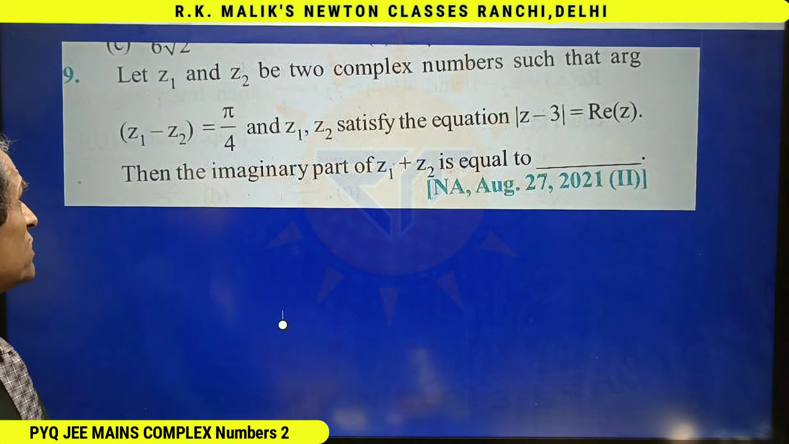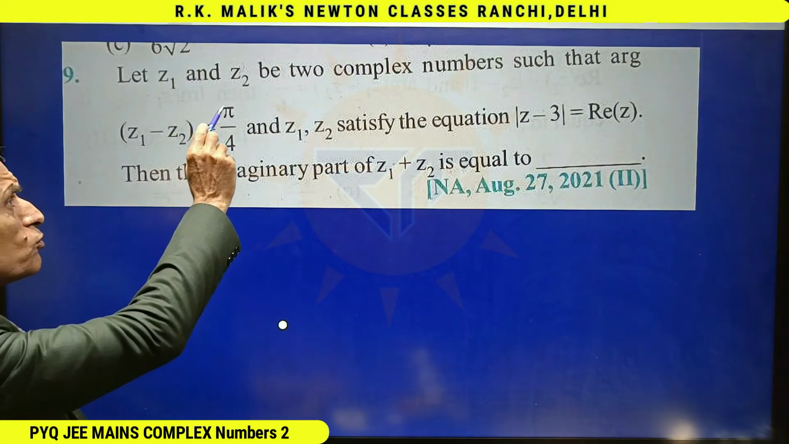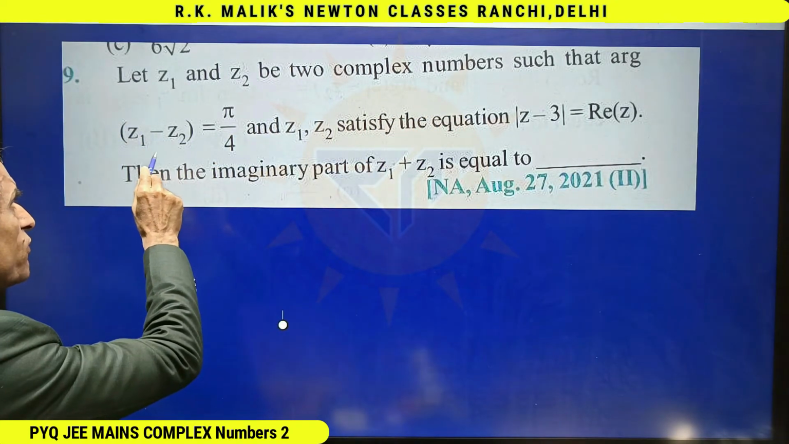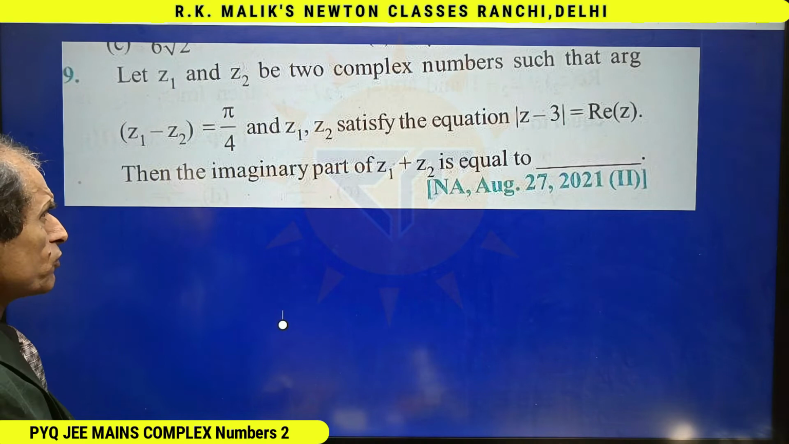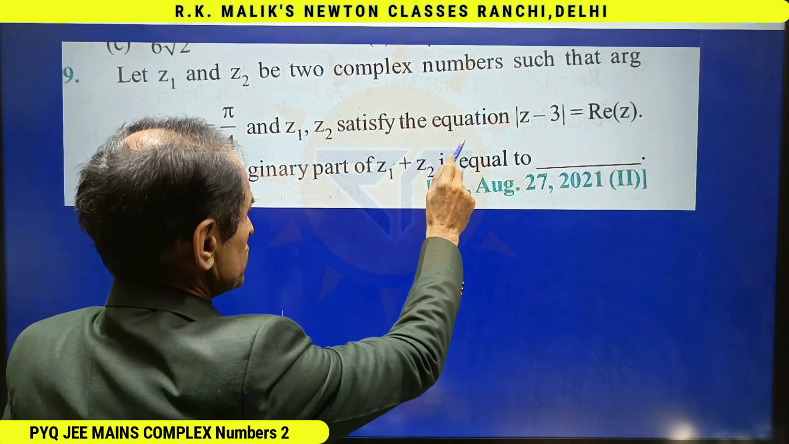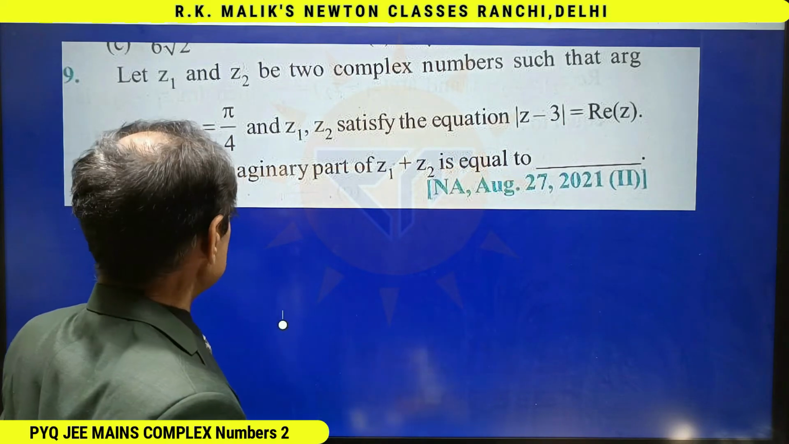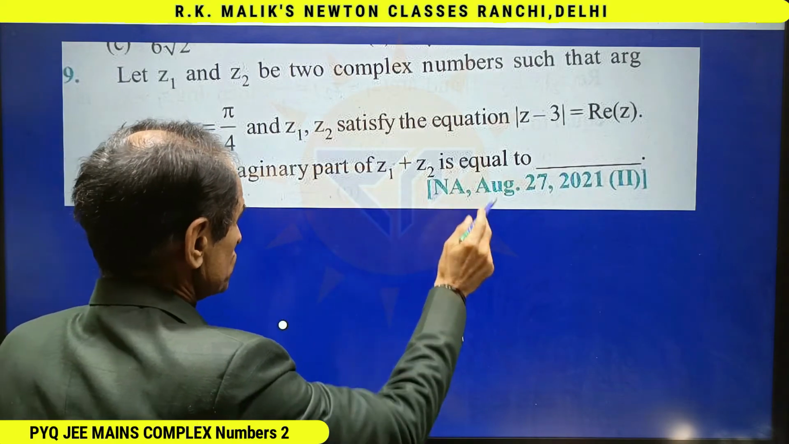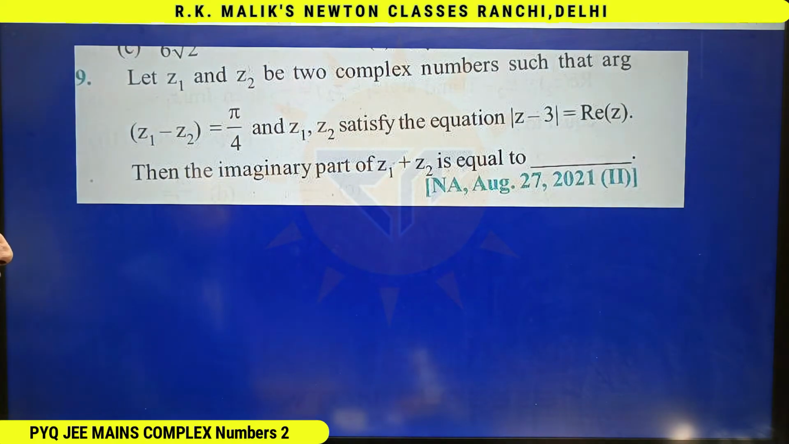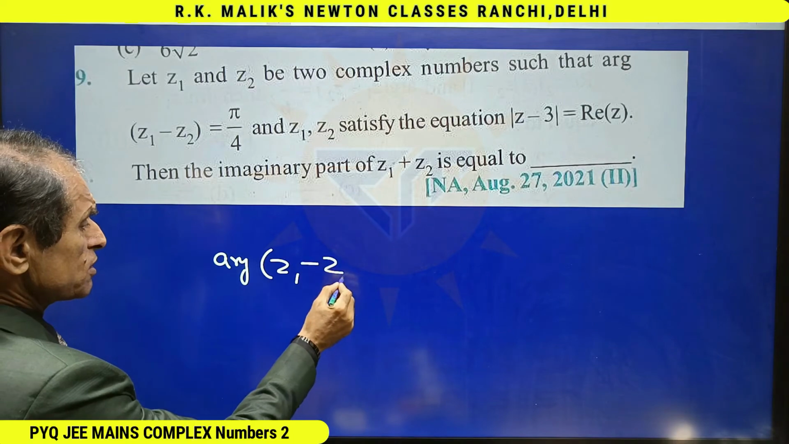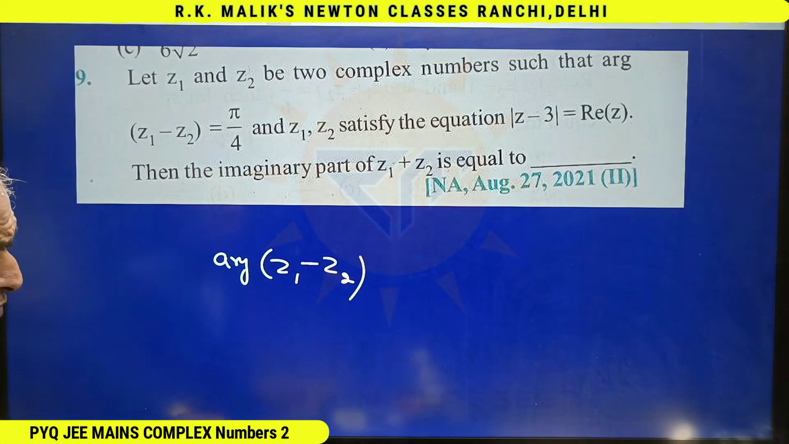In this question, it is given that let Z1 and Z2 be two complex numbers such that argument of Z1 minus Z2 is equal to pi by 4 and Z1, Z2 satisfy the equation mod of Z minus 3 equal to real part of Z. Then the imaginary part of Z1 plus Z2 is equal to. Before I do this question, first I will tell you the geometrical meaning of argument of Z1 minus Z2.